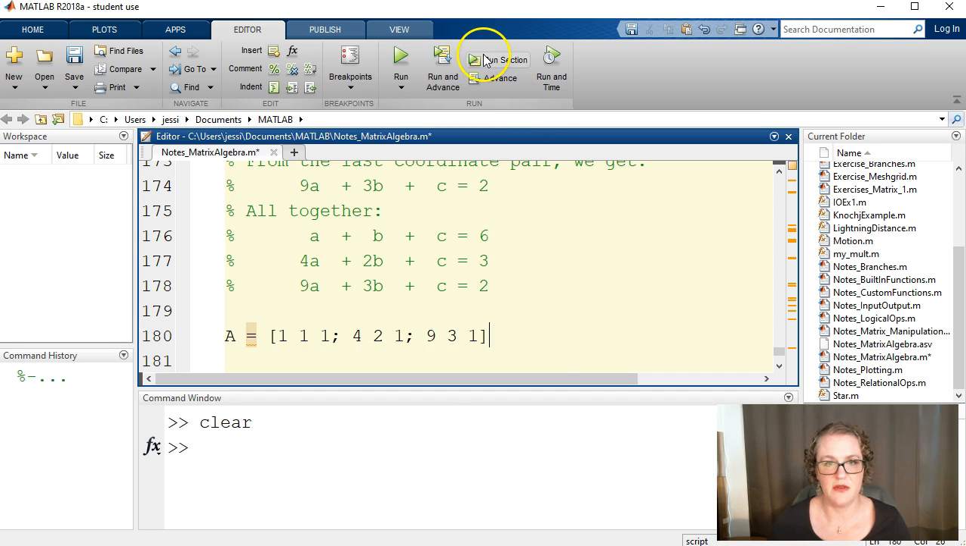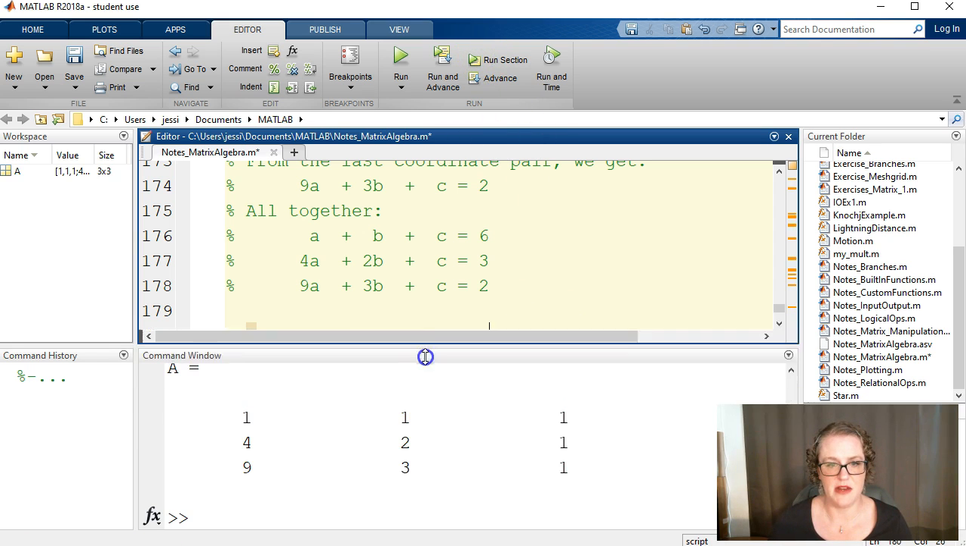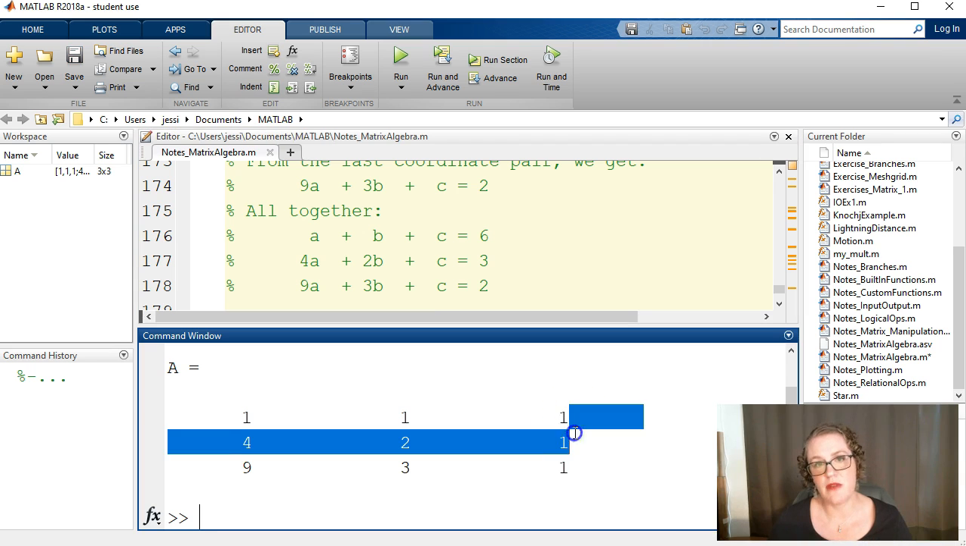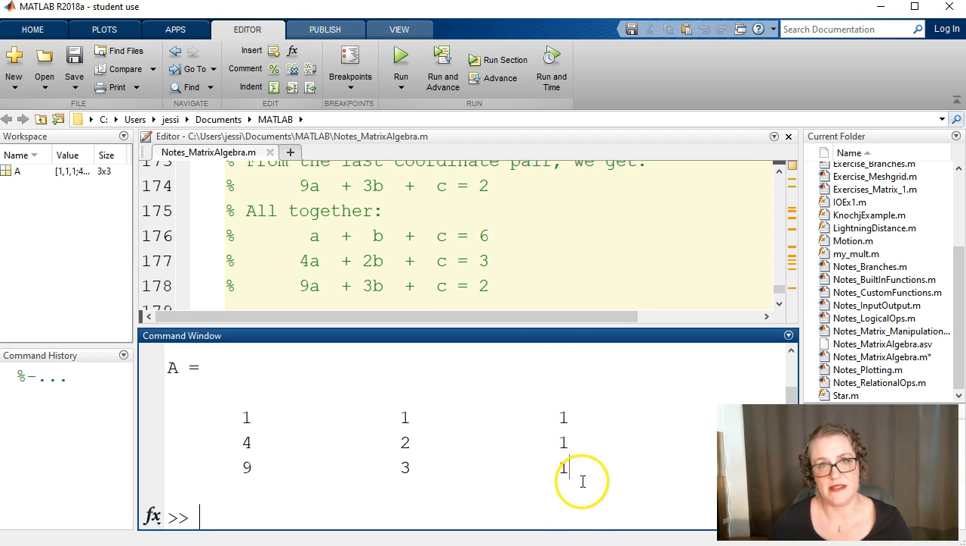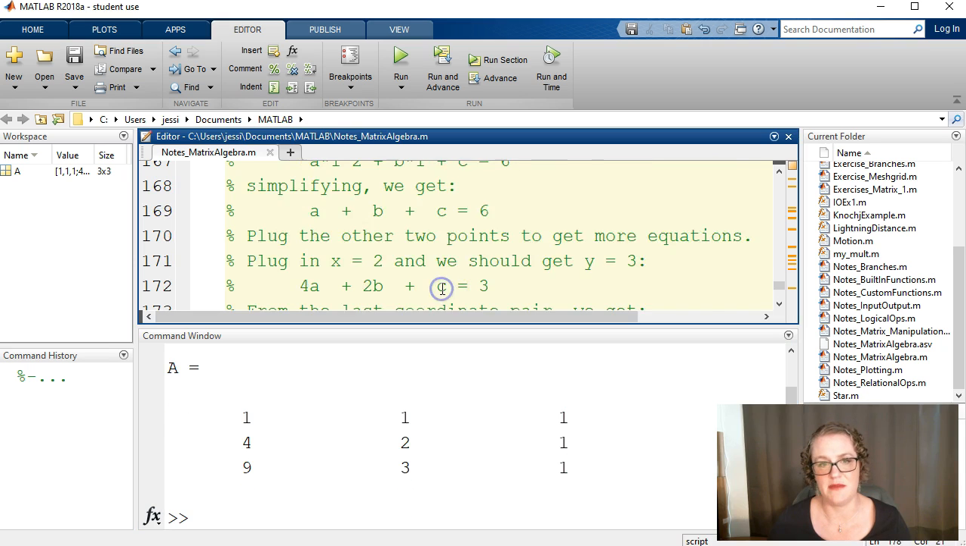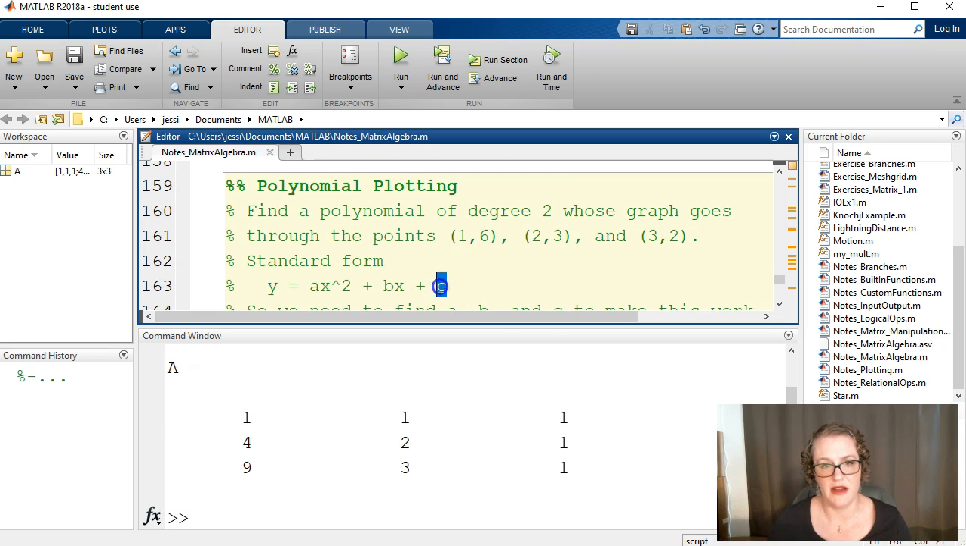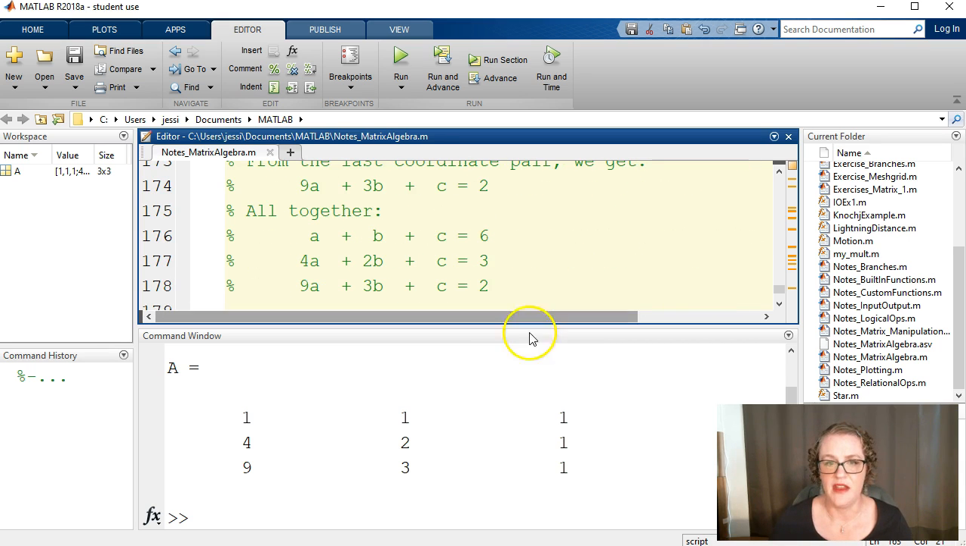By the way, let's look at this real quick. Run section and look at this A matrix we just made. Notice the right-hand column is all 1s. That's because all of these were c. There was never an x times c or anything else, right? c is just always by itself. The constant number is always there, so you're always going to have 1s there. That's like x to the 0 power.